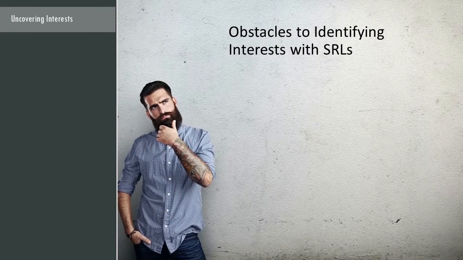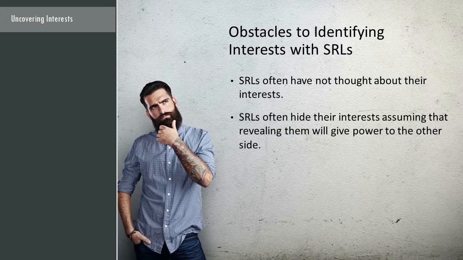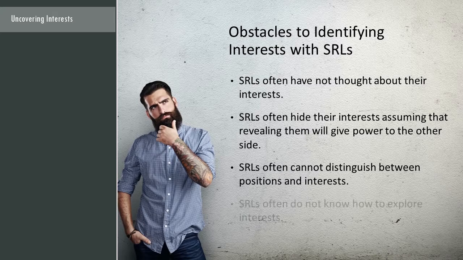Obstacles to identifying interests with self-represented litigants. Self-represented litigants often have not thought about their interests. This may seem odd, but they often think, as we said, positionally. They think about solutions, not the problem. Self-represented litigants often hide their interests, assuming that revealing them might give power to the other side. This is sometimes the case. Self-represented litigants often cannot distinguish between positions and interests, as we've discussed. And then finally, self-represented litigants often do not know how to explore interests.